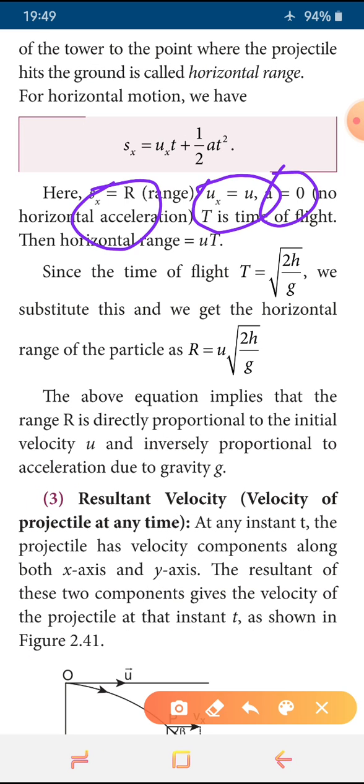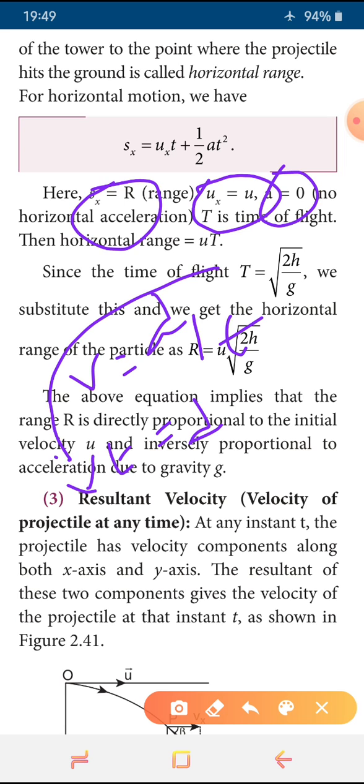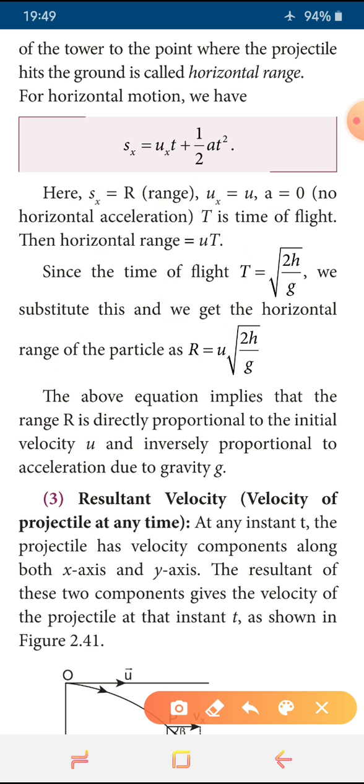So what is the horizontal range? u into capital T. This is the equation we can get from the basic formula. Velocity is equal to the rate of change of displacement, and d is equal to v into t. That is written here as u into capital T, where v is substituted as u and t is written as capital T. So we have got this equation. Since we have the formula for time of flight, that is square root of 2h divided by g, we know the two values.